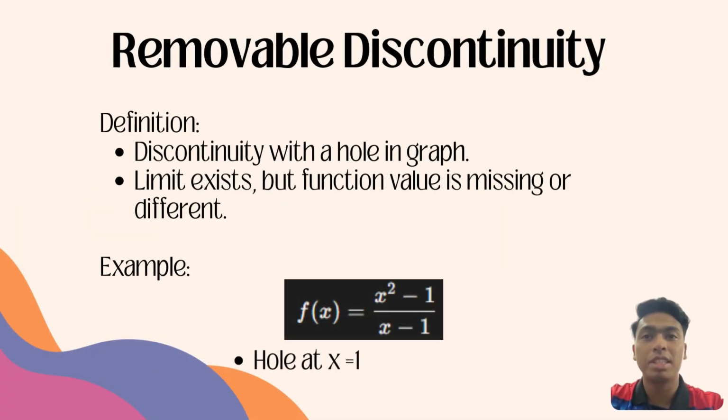The first type is removable discontinuity. This happens when there is a hole in a graph. Even though the limit exists, the function value at that point is either undefined or different from the limit. A common example is (x squared minus 1) over (x minus 1). At x equals 1, the denominator becomes 0, creating a hole. This type of discontinuity is called removable because we can fix it by defining the correct value at that point.